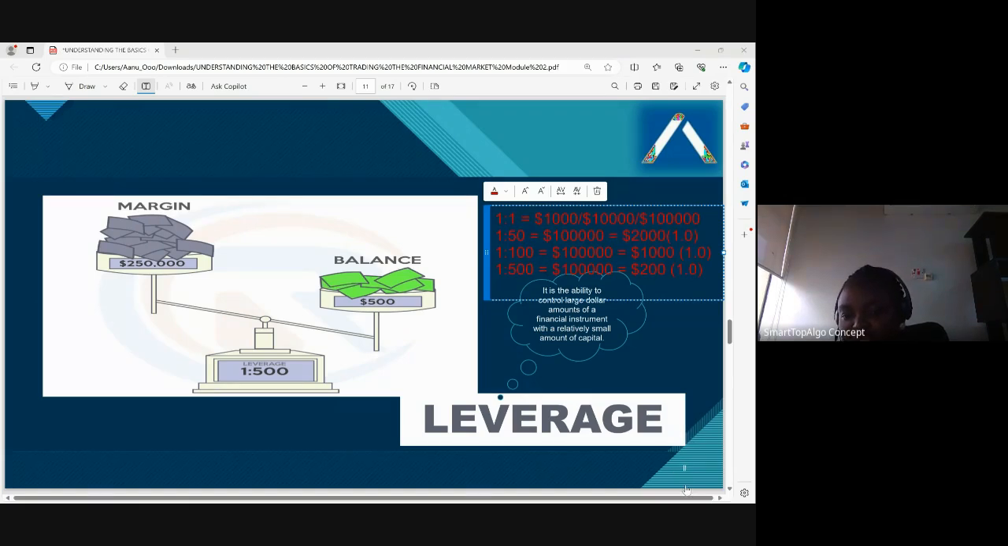How much? Drop it on the chart. How much will I lose? If it goes against me 20 pips, how much will I lose? $200, which means I blow my capital.